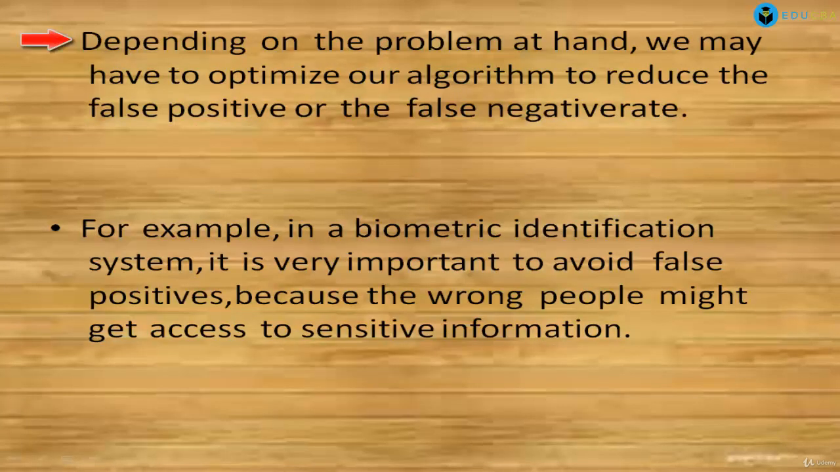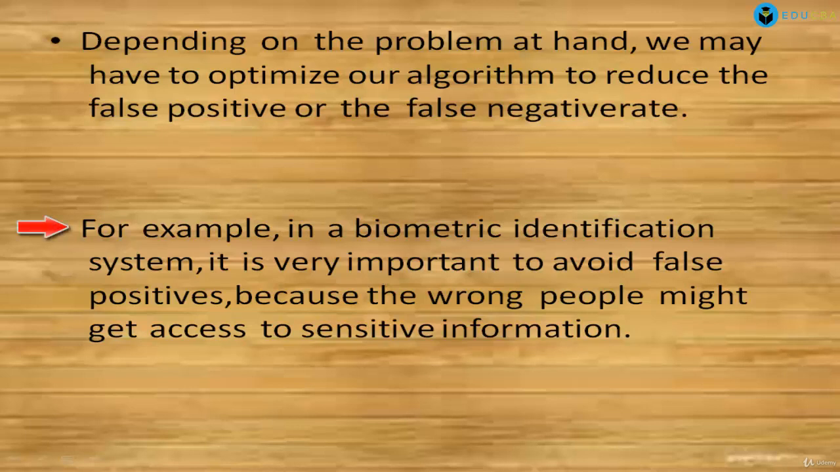Depending on the problem at hand, we may have to optimize our algorithm to reduce the false positive or the false negative rate. Depending on the problem, we have to make our algorithm such that we reduce the false positive or false negative rate, because if we are getting more false positives or more false negatives, it will not be beneficial for us. It will give wrong answers.